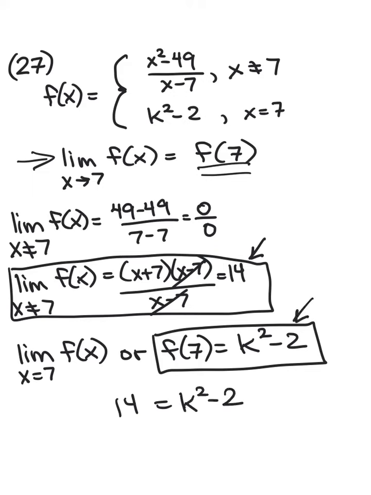So now let's solve for k. Add 2, 16, k squared. So then we know k will be plus or minus 4.